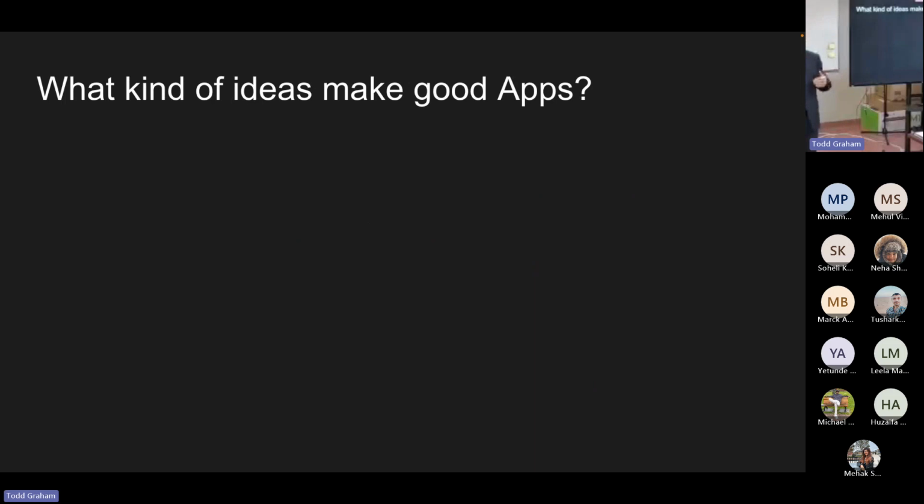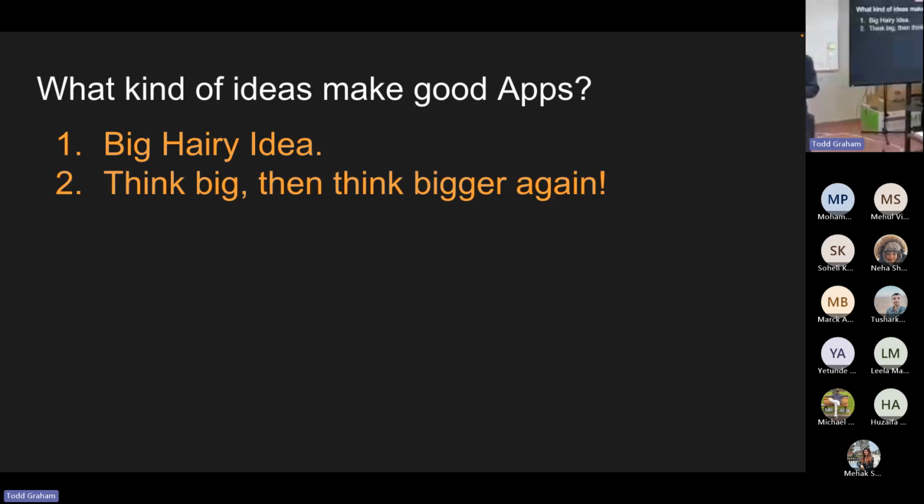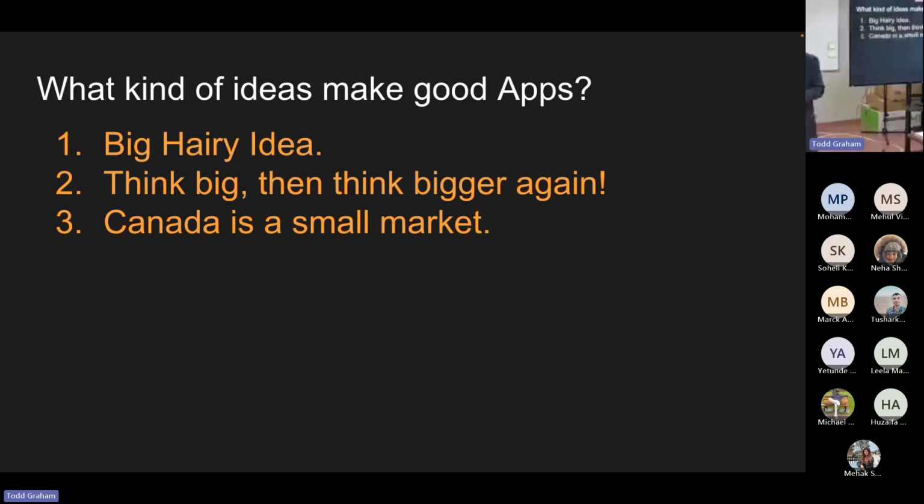So what kind of ideas make good apps? These are big, hairy ideas, like really big, complicated problems make great apps. The idea is that you should be thinking big. The best of these apps will be thinking large scale. And then when you reach that point, think bigger again. Like, can this solve a worldwide problem? Is there a worldwide market for this?